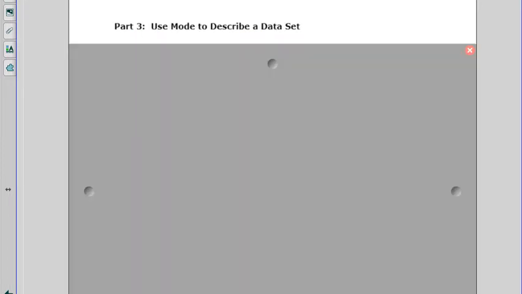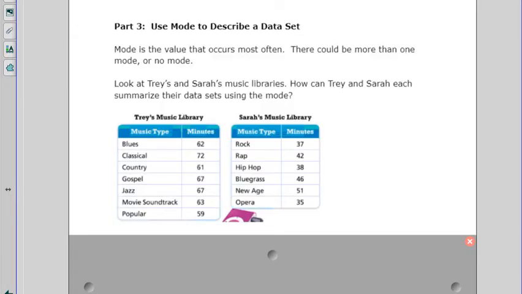The next thing we're going to look at is mode. Mode kind of sounds like most. The mode is not the greatest value, but it's the value that happens the most times. If we look at Trey's music library, everything happens once except for gospel and jazz. Both those happen twice. The others are once. So the mode here is 67. Now in Sarah's music library, none of them are the same. They're all different. So there is no mode. None of them happen any more often than the others.